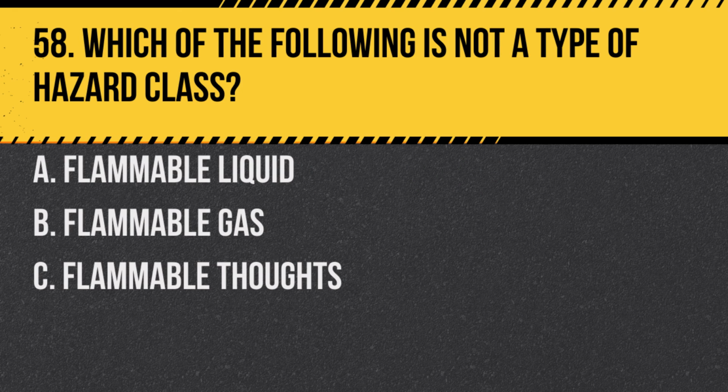Question 58. Which of the following is not a type of hazard class? A. Flammable liquid. B. Flammable gas. C. Flammable thoughts. Answer: C. Flammable thoughts. Flammable thoughts is not a recognized hazard class.